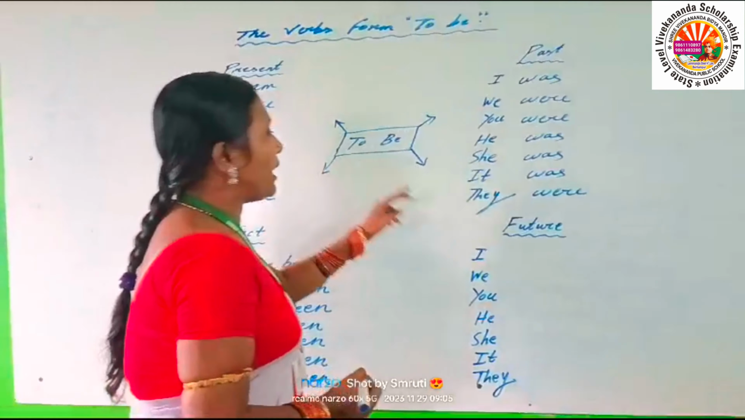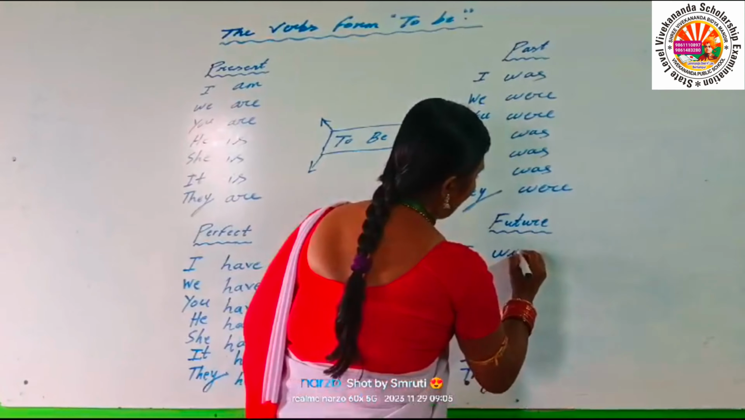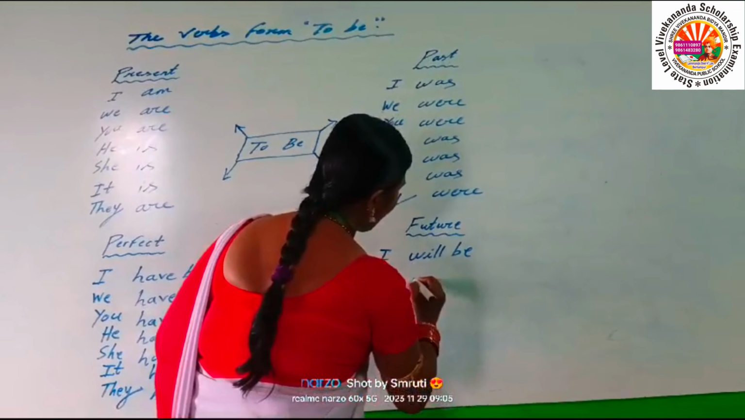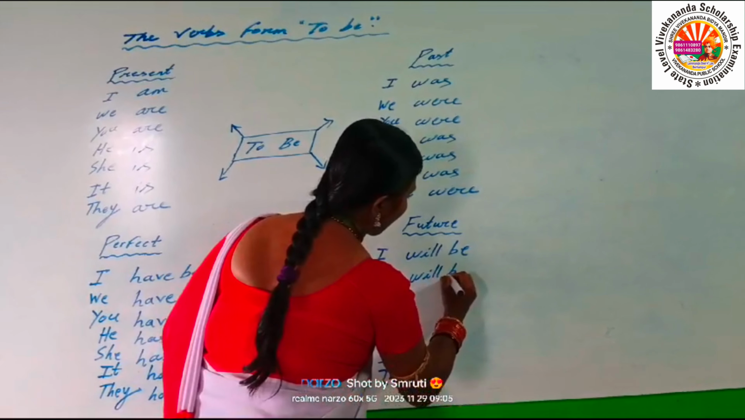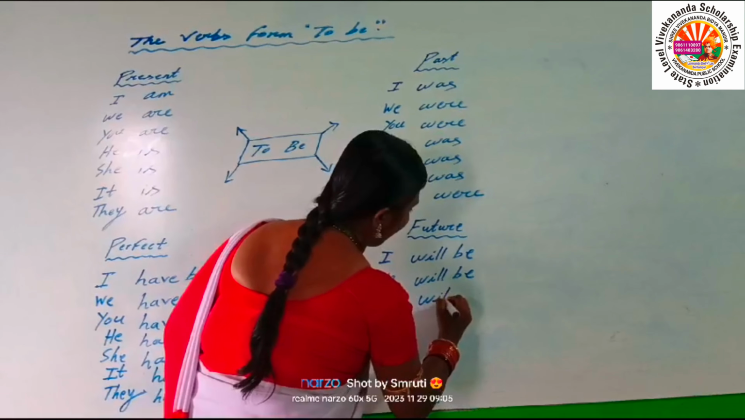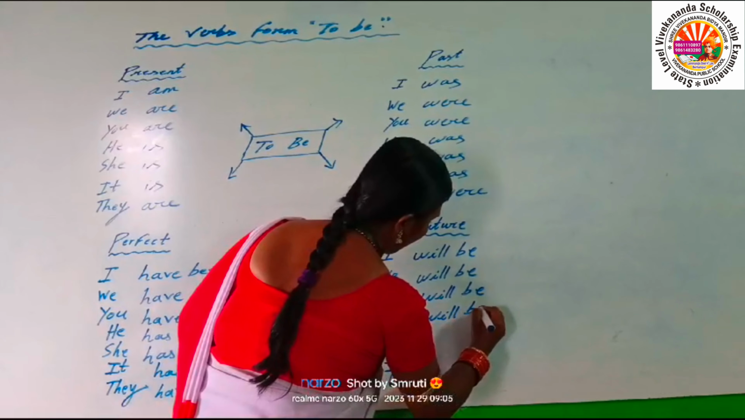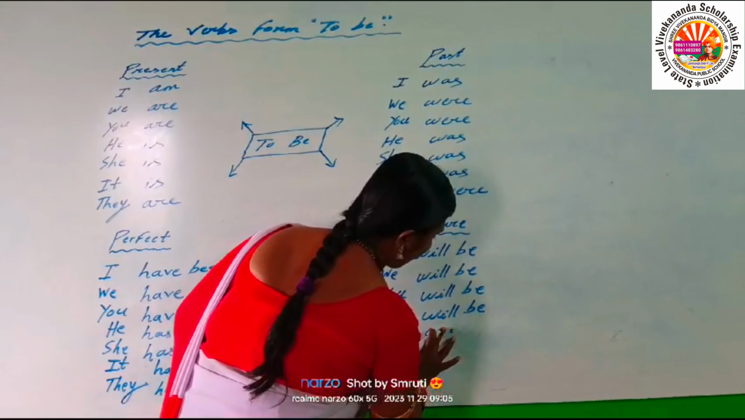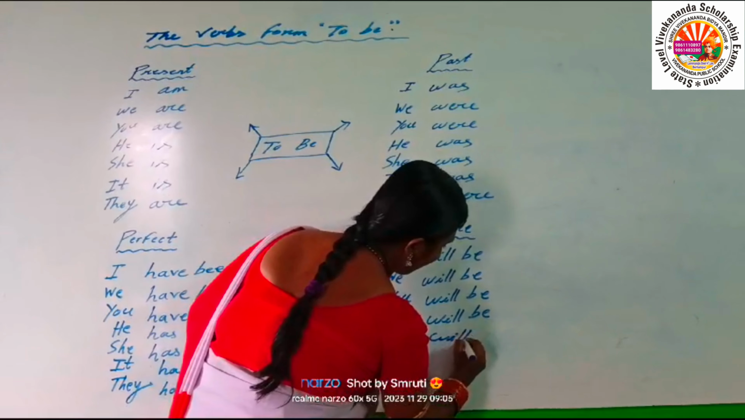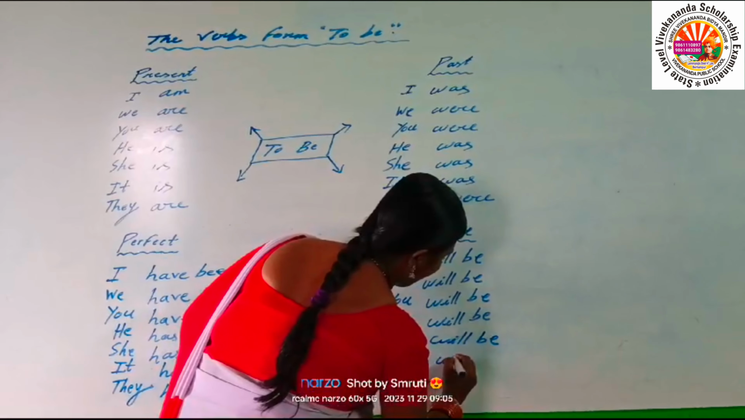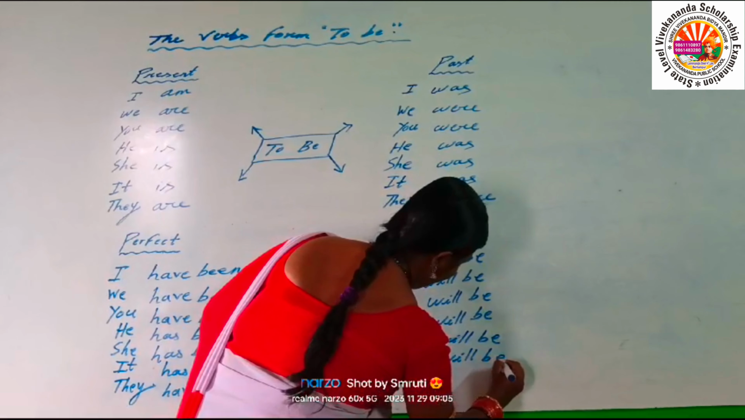Next, to be in the future tense: I will be. We will be. You will be. He will be. She will be. It will be. They will be.